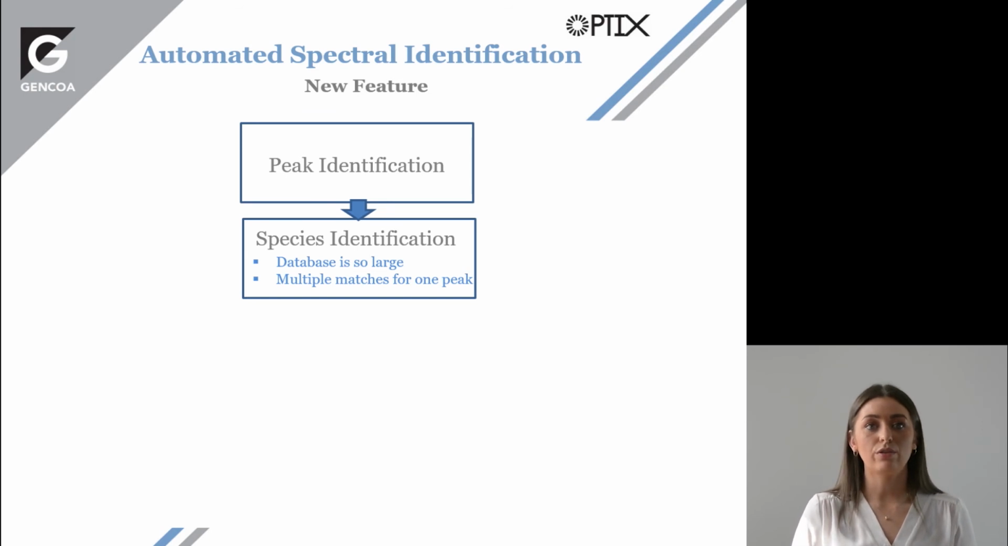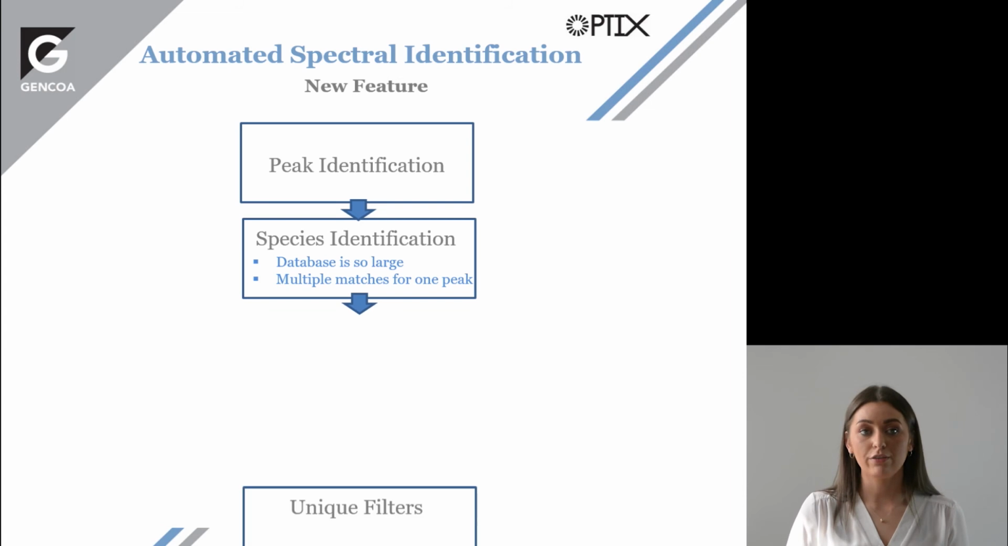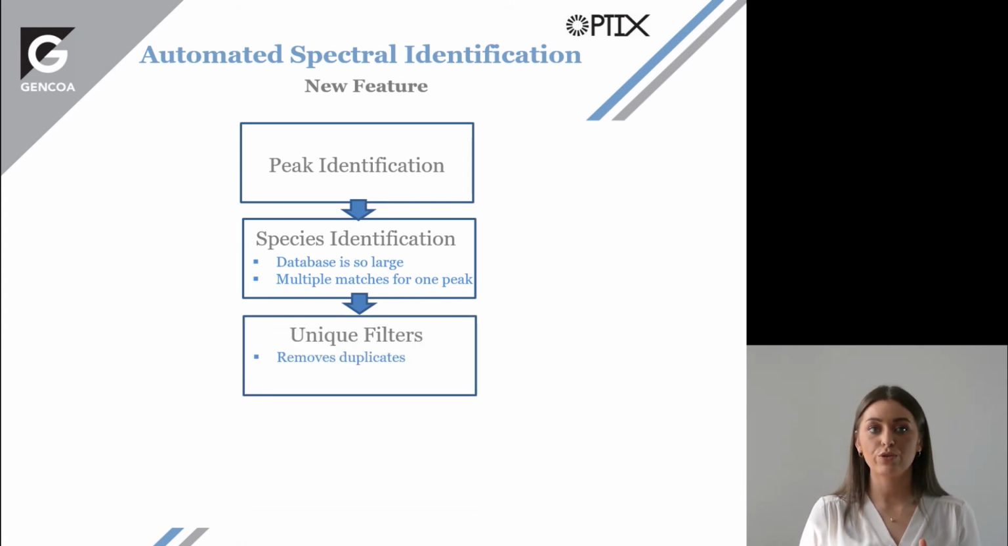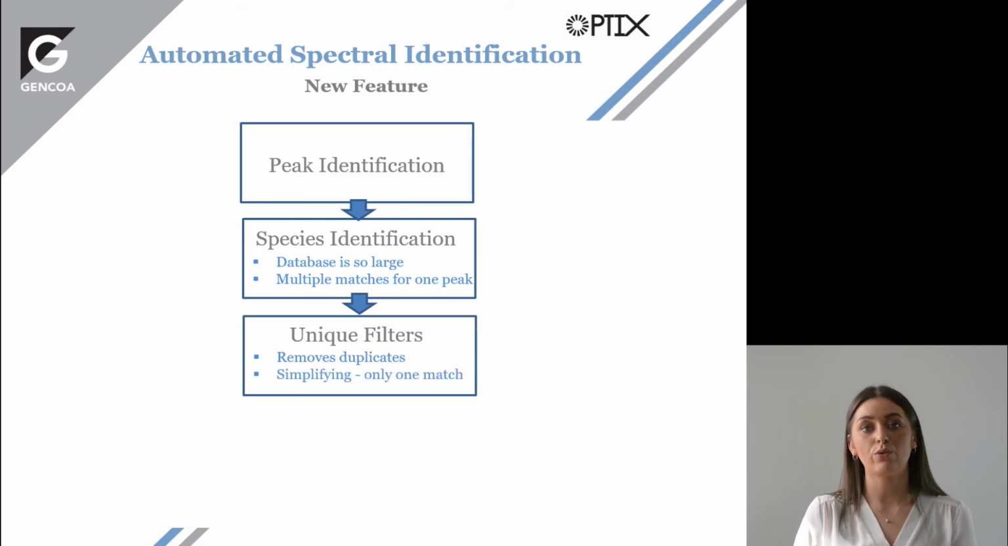To filter this even further and get a clearer overview of what's in your system, we can use unique filters, which remove the duplicates. It doesn't remove the peak, but it removes any identification for the peaks that have multiple matches, and it simplifies it down so that only the peaks with one match are being identified on our spectrum.